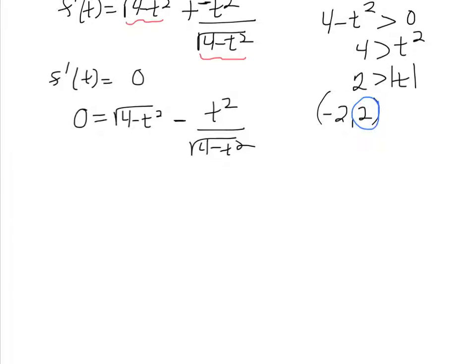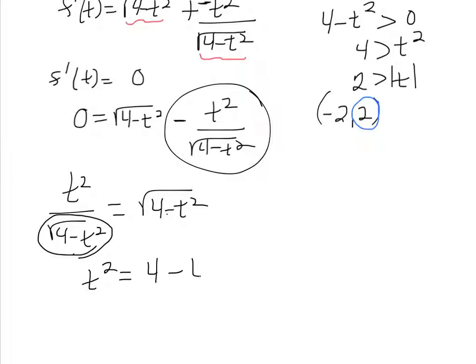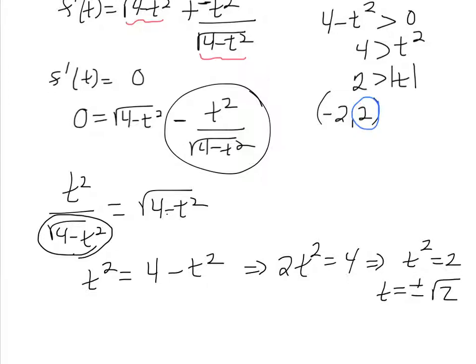If I move this over to the other side, I'd have t squared over the square root of 4 minus t squared equal to the square root of 4 minus t squared. Now I'm going to multiply both sides by this guy right here. So my left side will become t squared, and my right side, that's basically squaring a square root, so it'll just become 4 minus t squared. Now I'm going to add t squared to both sides. So I get 2t squared equals 4. Divide both sides by 2. I get t squared equals 2. So I then know that my answer would be t equals plus or minus the square root of 2.